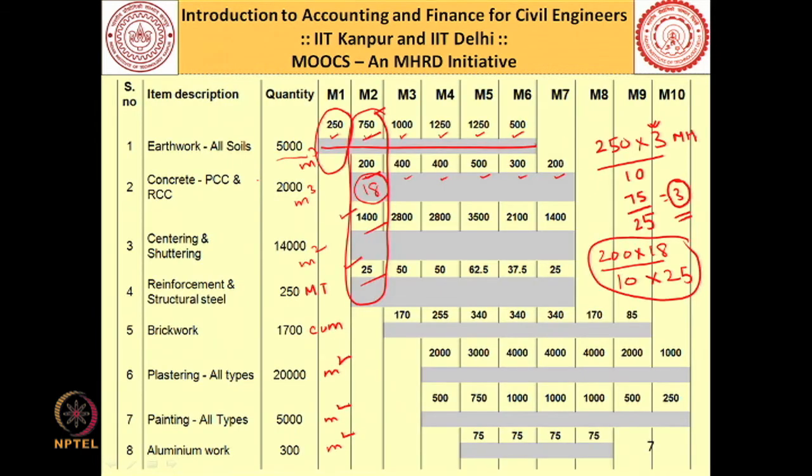If you go back to the previous slide, in month 1 you do not require any stock because you are doing only earthwork, so you do not require any material. But in month 2, what are you doing? You are doing 200 cubic meter of concreting, 1400 square meter of shuttering and 25 tons of structural steel. For doing this work we require certain stocks to be built.